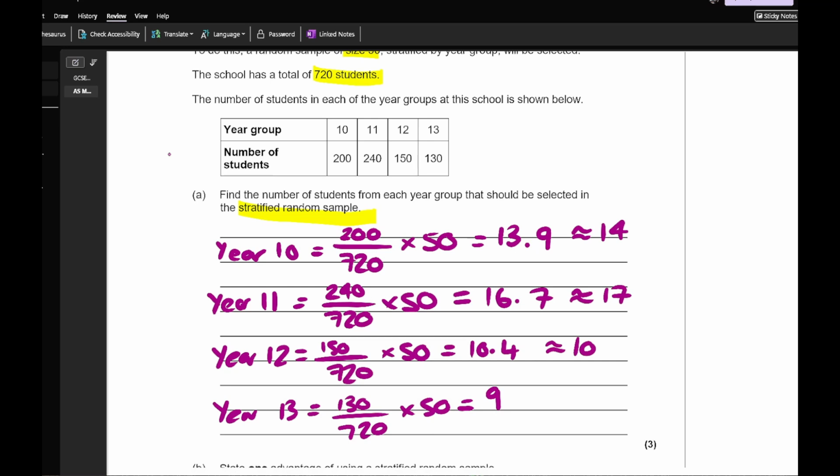And so all you want to do here is double check to make sure that all of those numbers add up to 50. So if I add 14, 17, 10 and 9, just to double check your rounding, that does give me an answer of 50, so that's good enough.